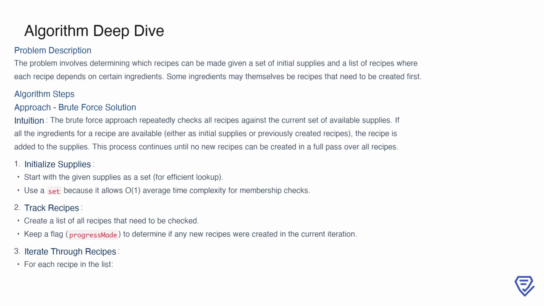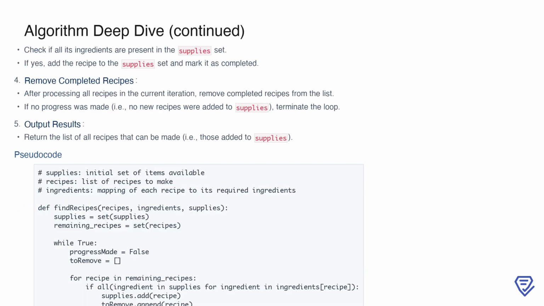First, we initialize the supplies as a set for efficient lookups, since checking membership in a set has an average time complexity of O(1). We also track the recipes that need to be processed and maintain a flag to check if progress is made during each iteration. This flag helps us determine when the loop should terminate, ensuring we don't perform unnecessary checks once no new recipes are possible. Now, during each iteration, we process the list of recipes.